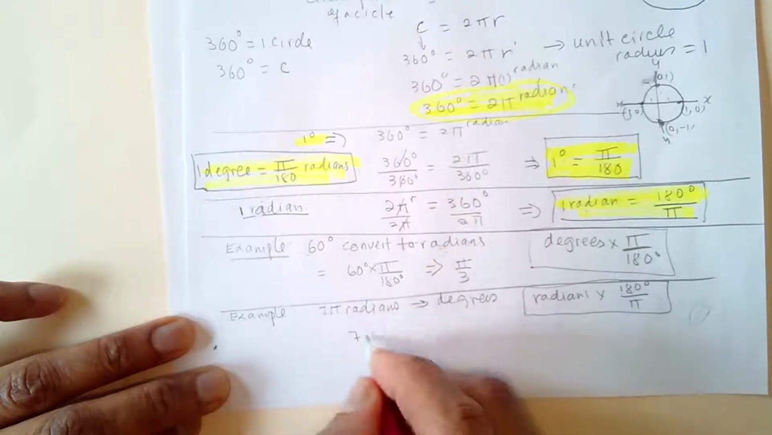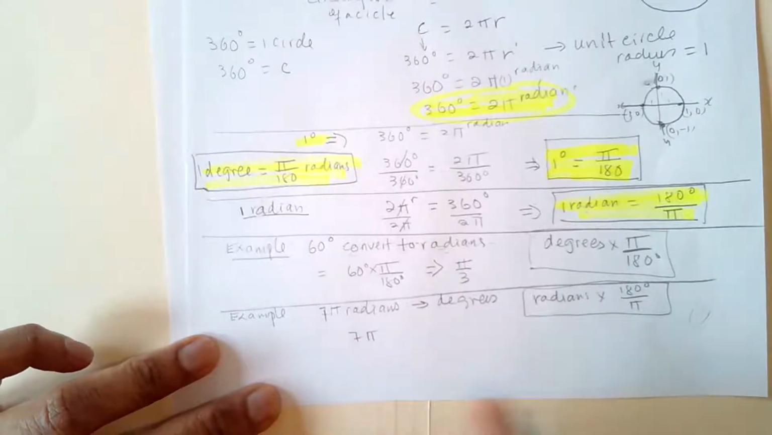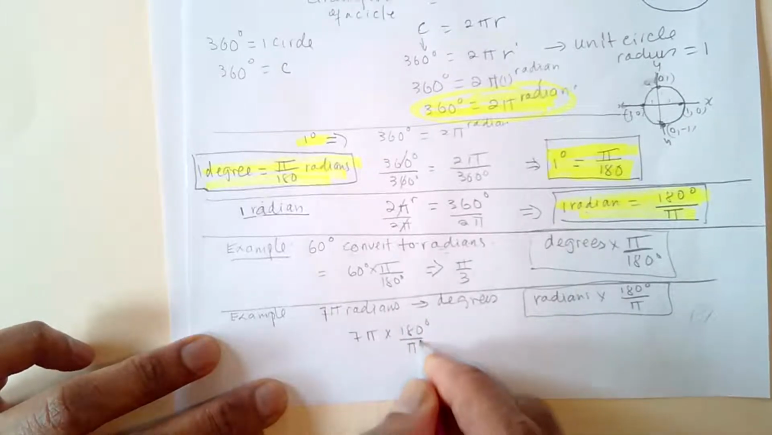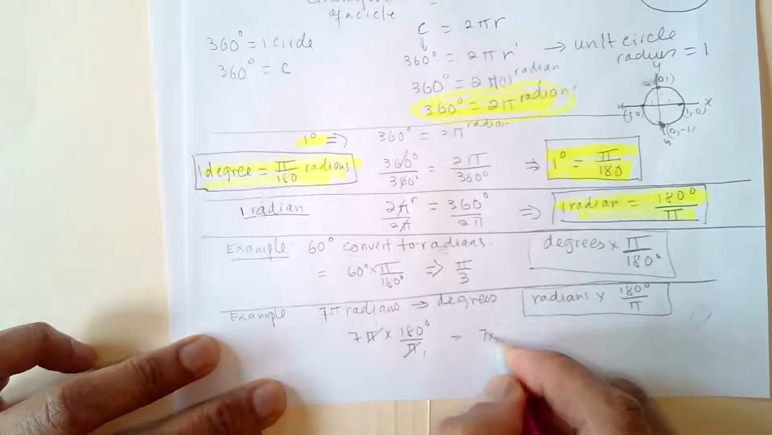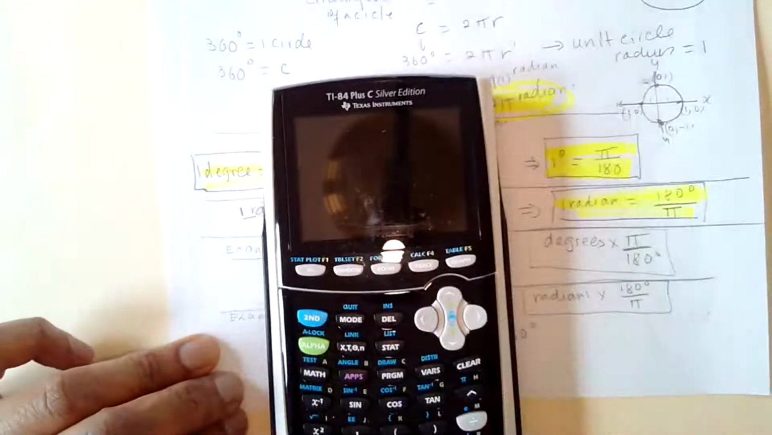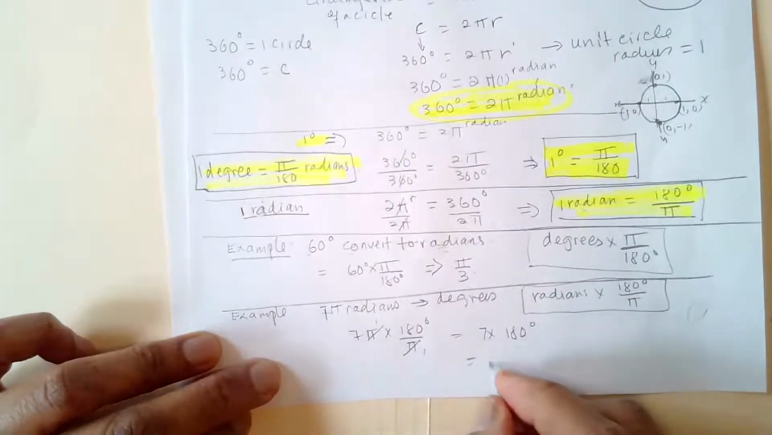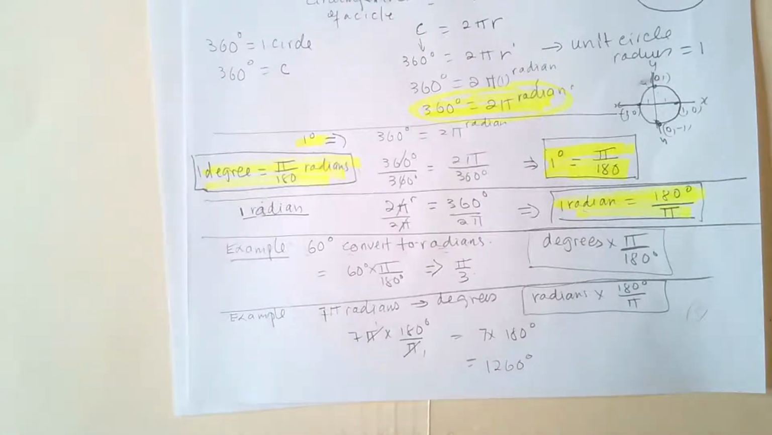So here I have 7 pi multiplied by 180 over pi. Notice that pi divided by pi is 1. Now you have 7 times 180, which gives me, what would that be? 7 times 180 is 1260 degrees. There are a few other examples in your booklet for you to look at. So that's converting degrees to radian and radian to degrees.